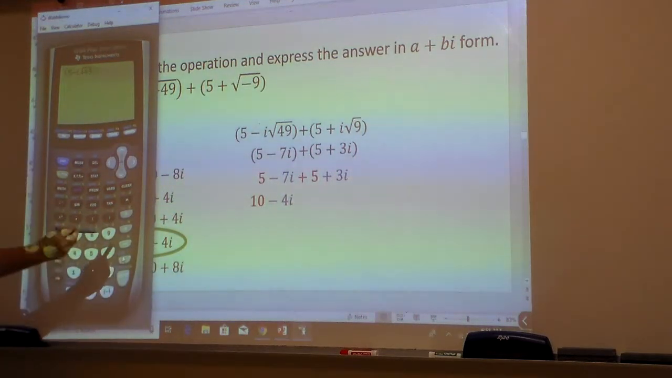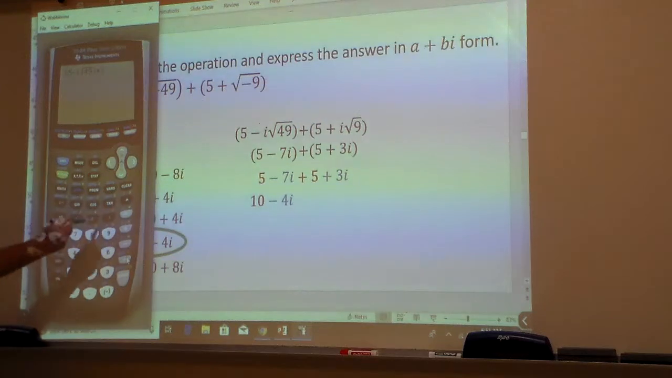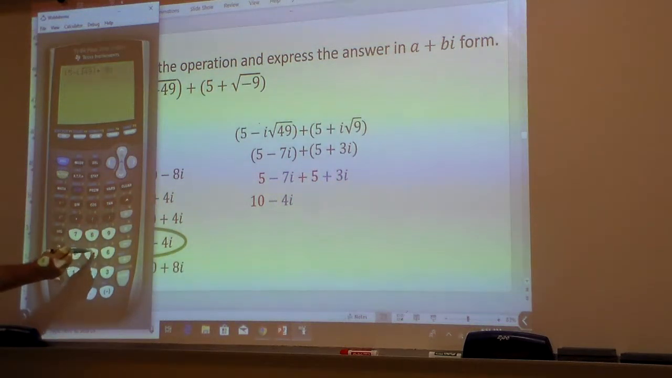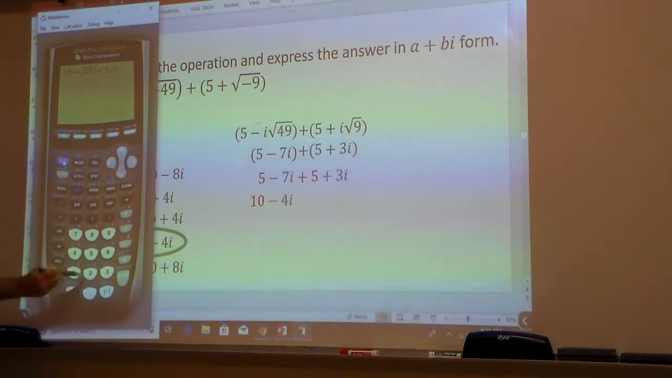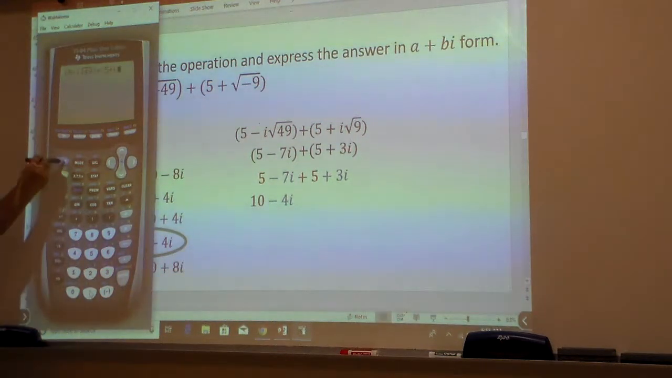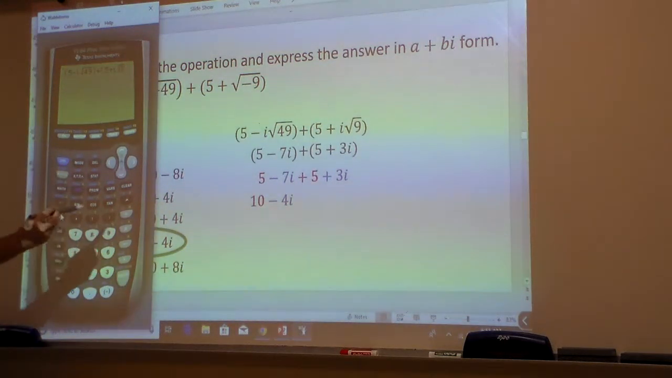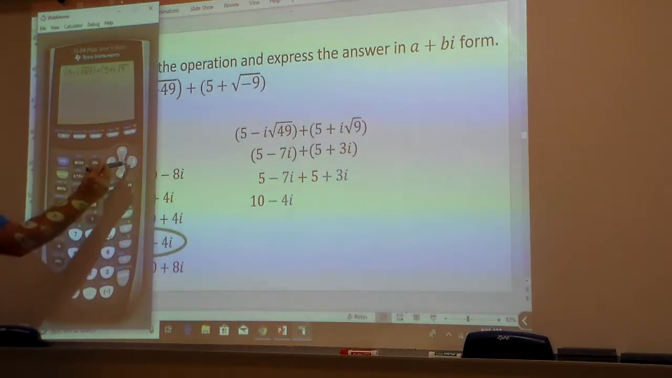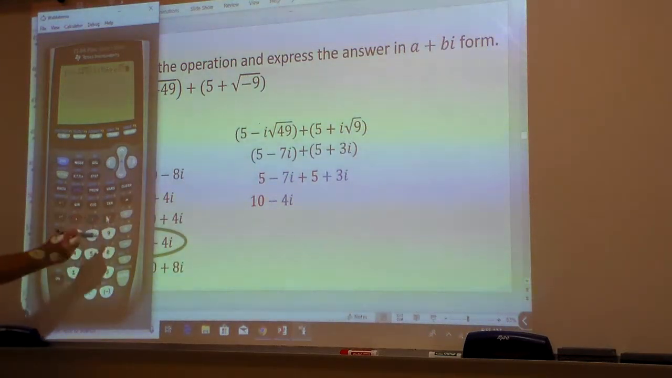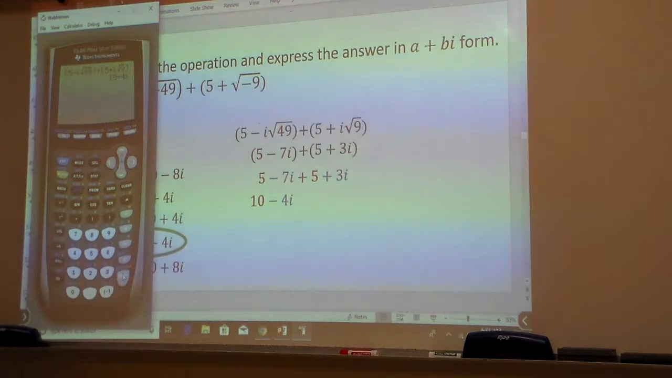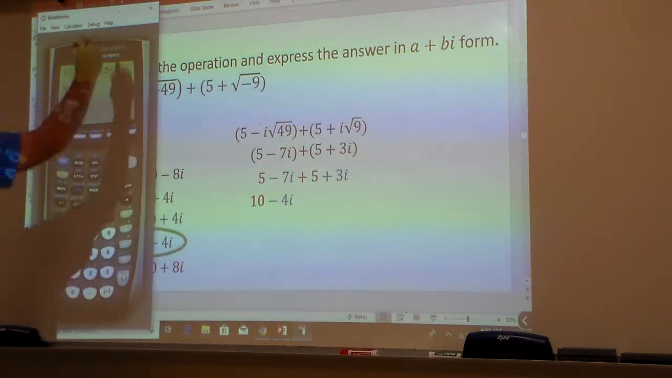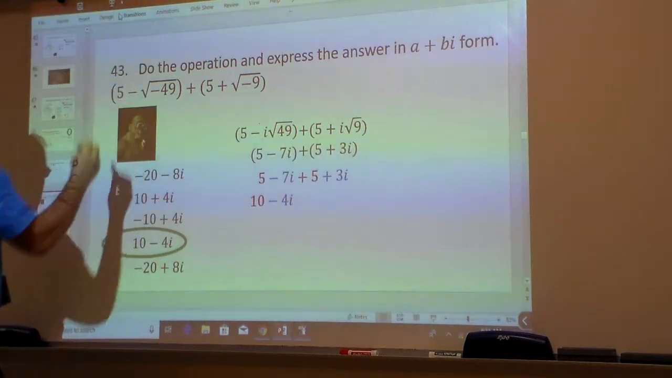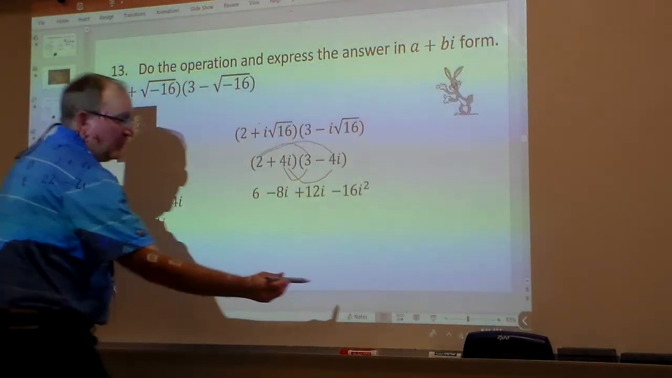Plus parentheses 5, and this time it's a what? Plus, I need my i, second i, and second square root 9, arrow out, close the parentheses, enter, and notice it also says what? 10 minus 4i. Wow, really cool. So, let's go look at our next problem here.